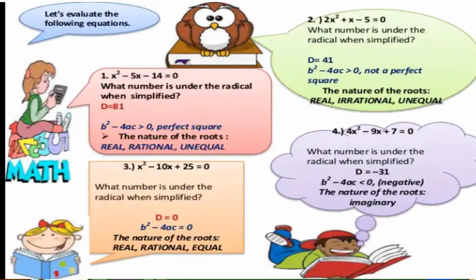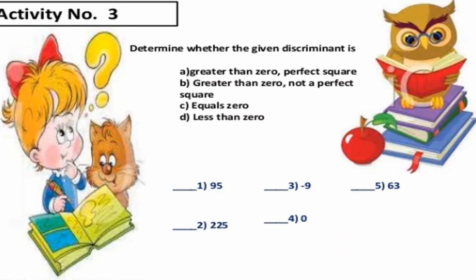Okay? So, try nga natin. So, determine whether the given discriminant is A, greater than 0, perfect square, B, greater than 0, not a perfect square, C, equals to 0, and D, less than 0. Okay, number 1. What do you think is the answer in number 1? 95. So, siya ay letter B, greater than 0, kasi positive, and not a perfect square.